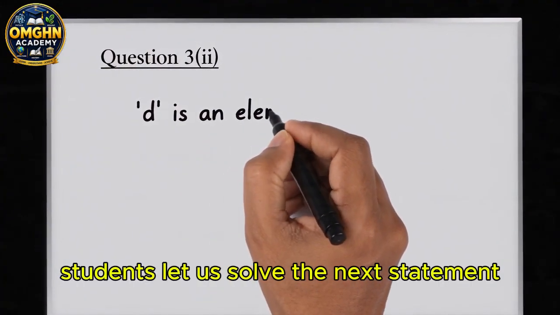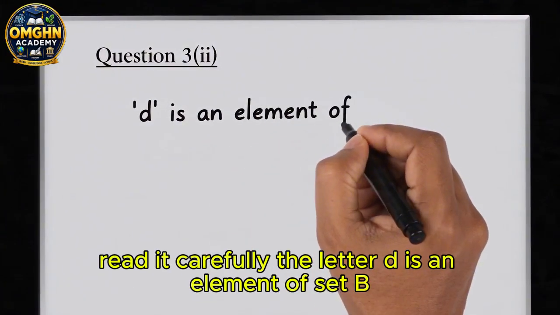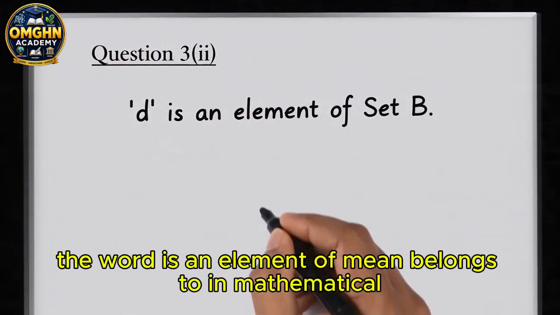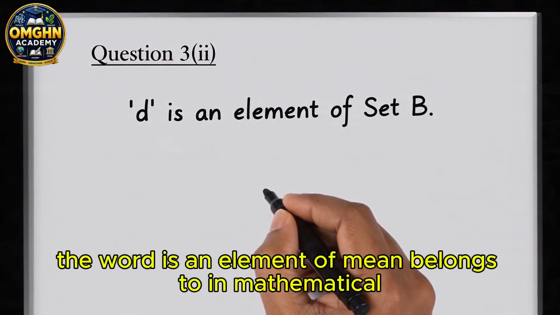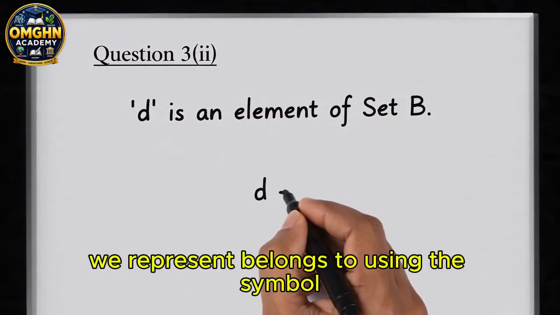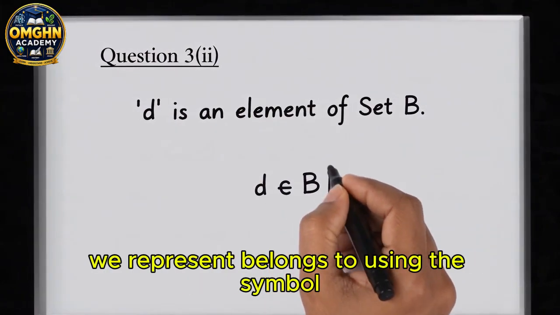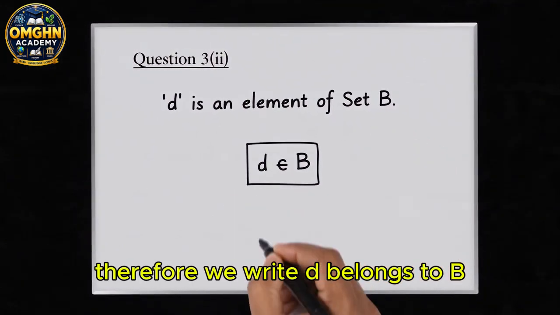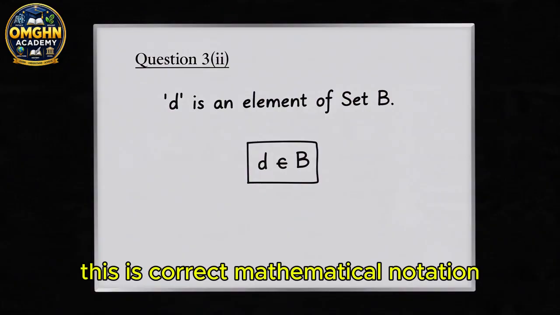Students, let us solve the next statement. Read it carefully. The letter D is an element of set B. The words is an element of mean belongs to. In mathematics, we represent belongs to using the symbol belongs to. Therefore, we write D belongs to B. This is correct mathematical notation.